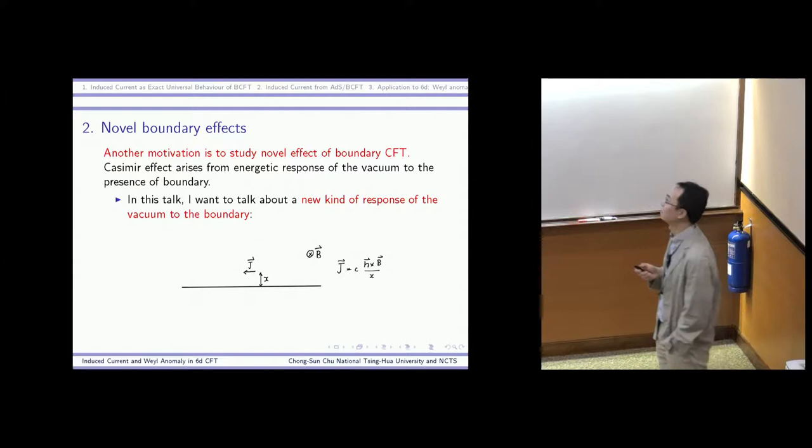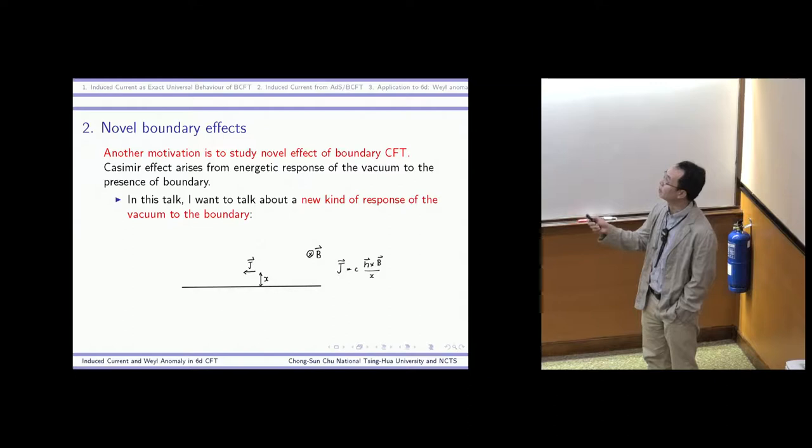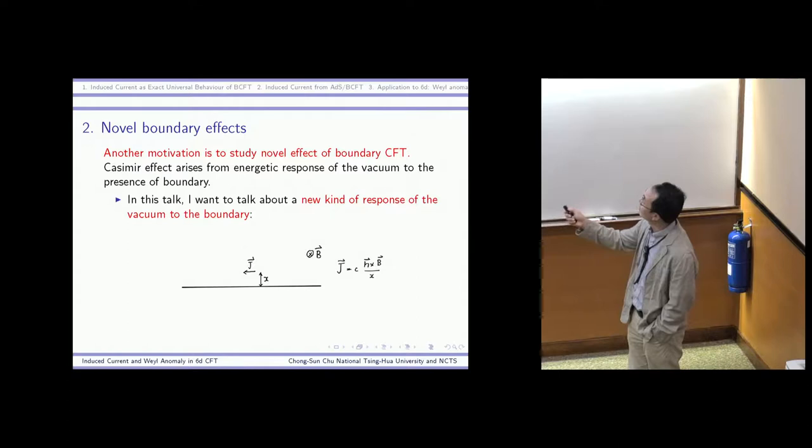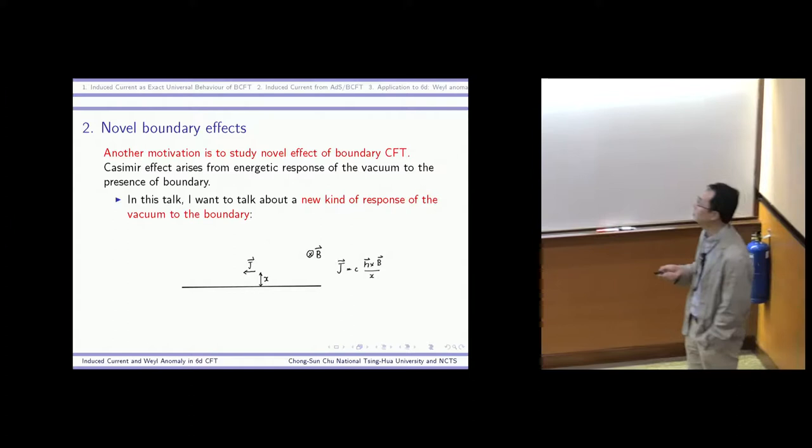For example, here I want to talk about a new kind of effect. So this is a boundary, and above is a vacuum, so this can be a QED system with a boundary here. And if I introduce a uniform B field going into the boundary, then it turns out one can show that there's a current, N is a normal, given by this, which is inversely proportional to the distance from the boundary, and there's a coefficient C here. This coefficient turns out to be measured by the quantum Hall conductance. So it's e squared C over h bar. So it's intrinsically quantum.